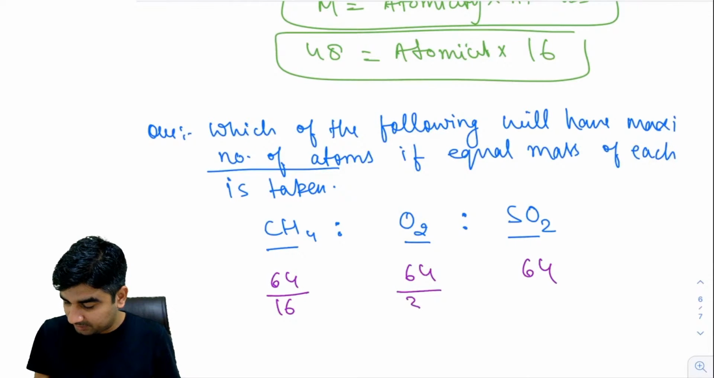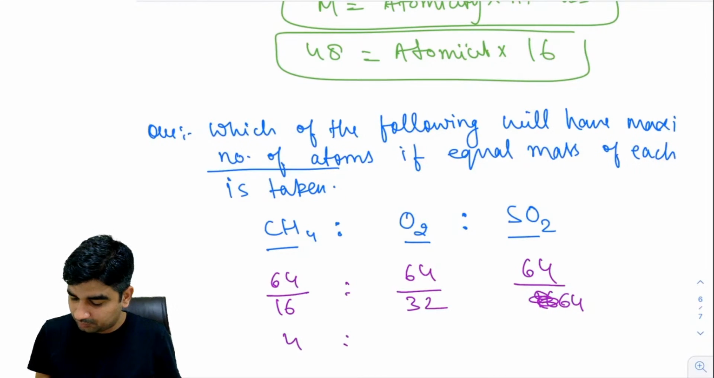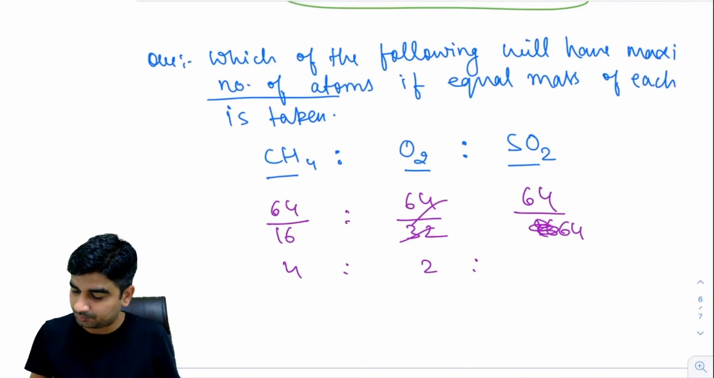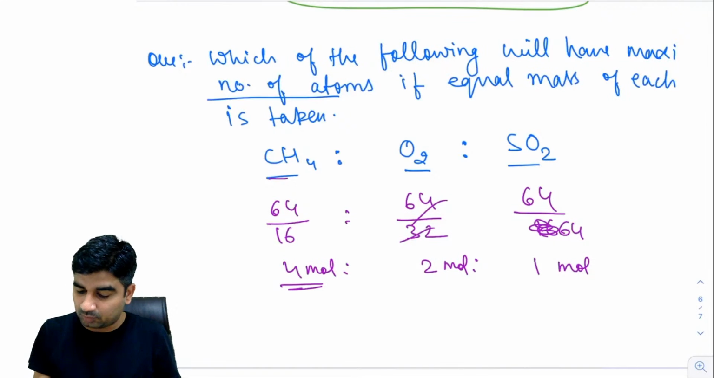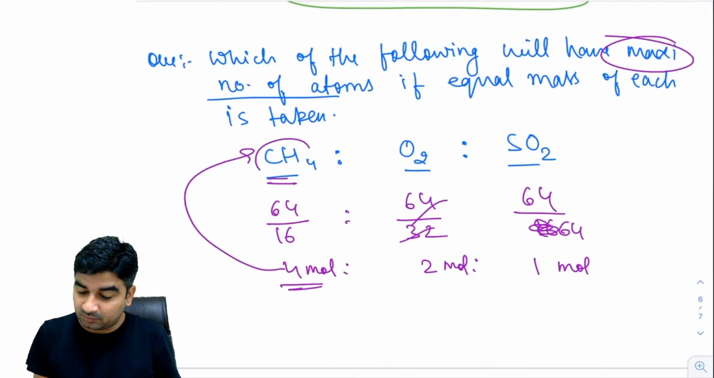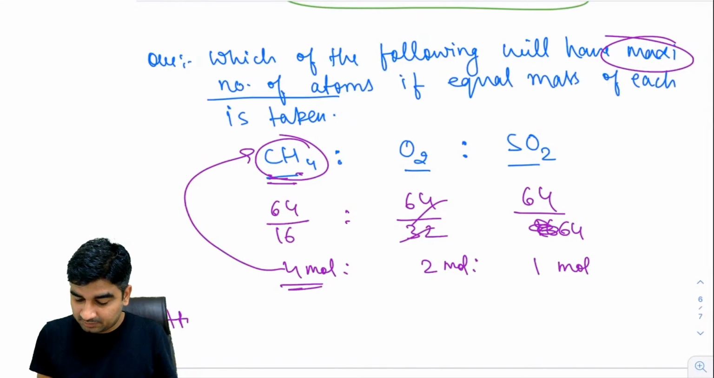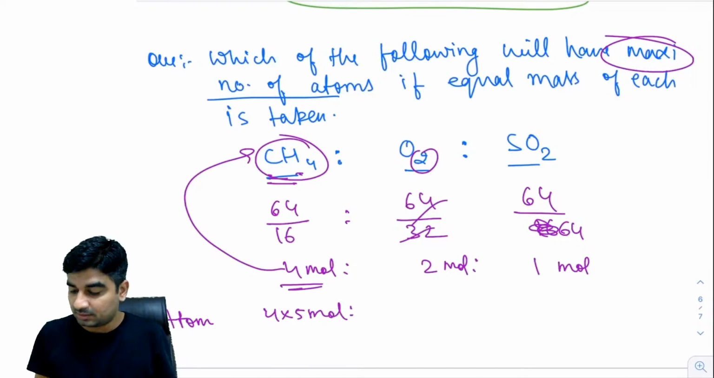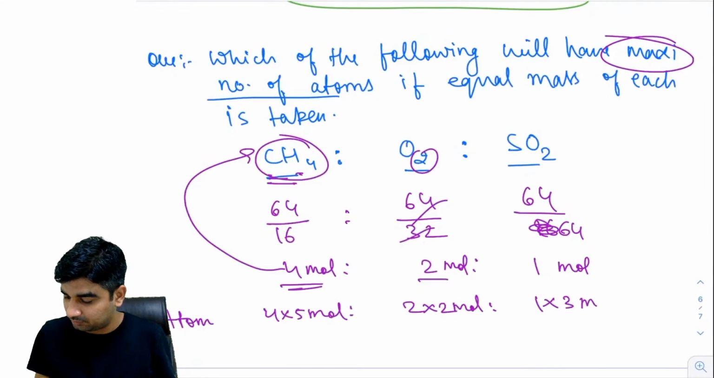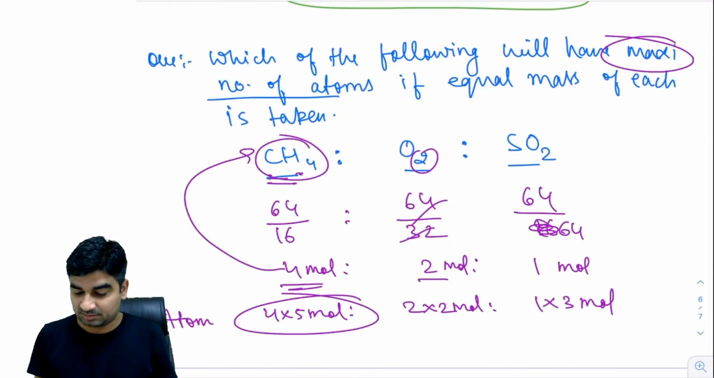So divide it by 32. You are going to get 4 mole, 2 mole and 1 mole. So it has 4 mole and I am asking maximum number of atoms. So it has 4 mole of CH4, and one molecule of CH4 has 5 atoms, 4 hydrogen in this. So atoms will be 4 into 5 mole. It has 2 atoms, so 2 into 2, 1 into 3 mole. So maximum number of atoms will be of CH4.